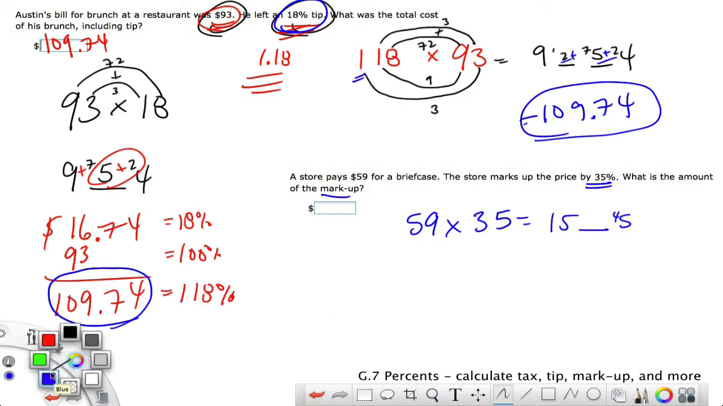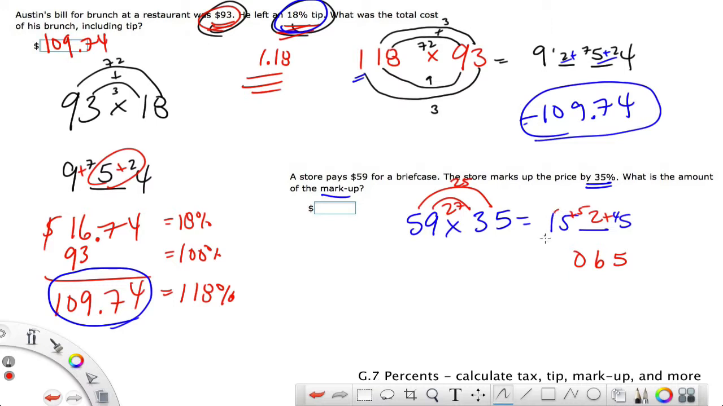Now we do our rainbow, 9 times 3, which is 27, and 5 times 5, which is 25. So 25 and 27 is 52, and then we do the carries. So it ends in 5, 2 plus 4 is 6, 5 plus 5 is 10, and 1 plus 1 is 2. So in this case, the markup is about a third of 60, or around 20, so sure enough, 20.65.